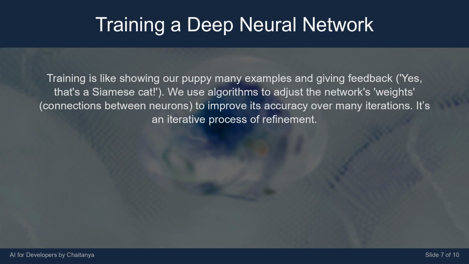Training is like showing our puppy many examples and giving feedback. Yes, that's a Siamese cat. We use algorithms to adjust the network's weights, connections between neurons, to improve its accuracy over many iterations. It's an iterative process of refinement.